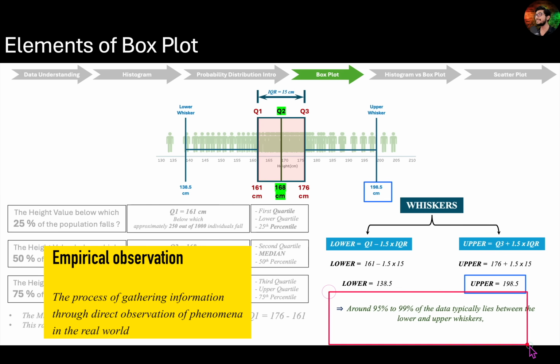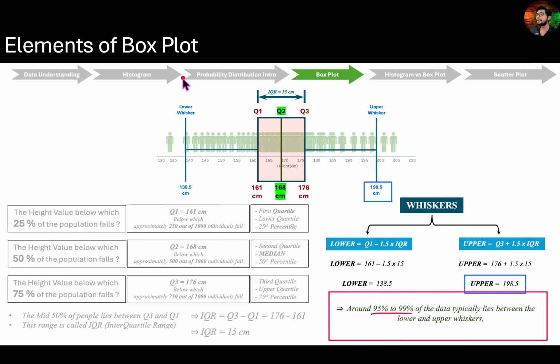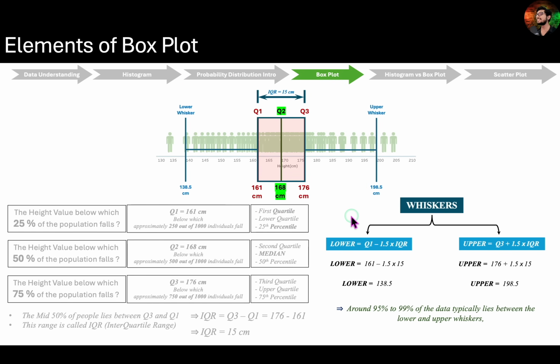Statisticians have empirically observed that about 95 to 99% of the data typically falls within the range of lower whisker to upper whisker. Hence, it is reasonably safe to assume that any extreme data points lying beyond these whiskers on either side are potential outliers and should be examined more closely. So in this case, the person lying below the lower whisker could be considered extremely short, and the persons lying above the upper whisker are considered extremely tall. We might want to isolate these people for further analysis.